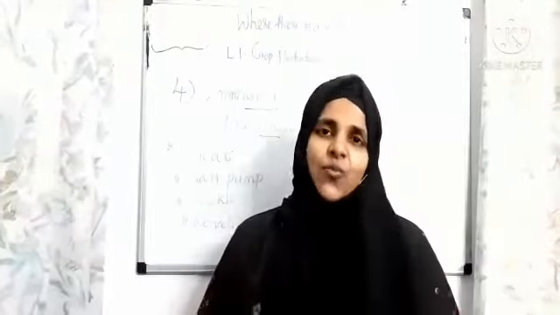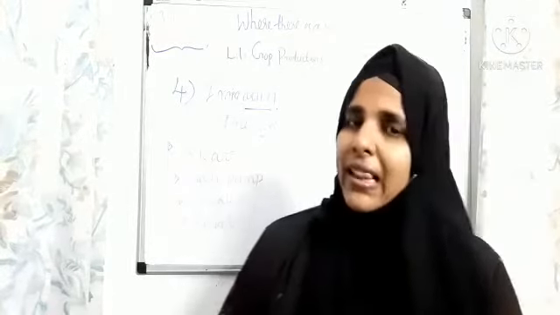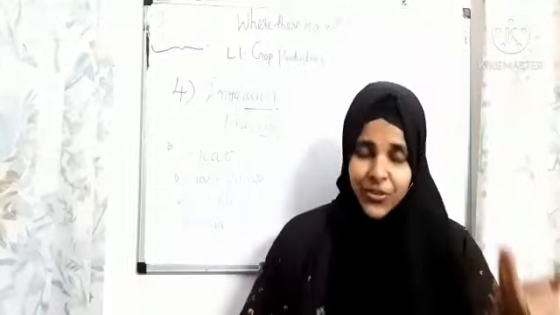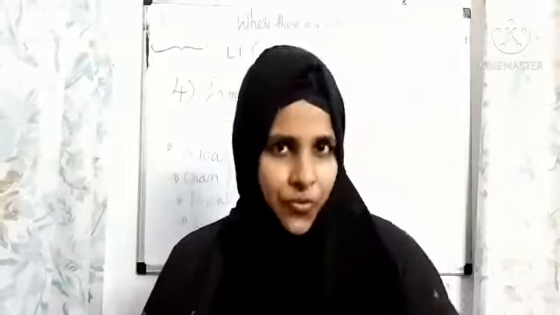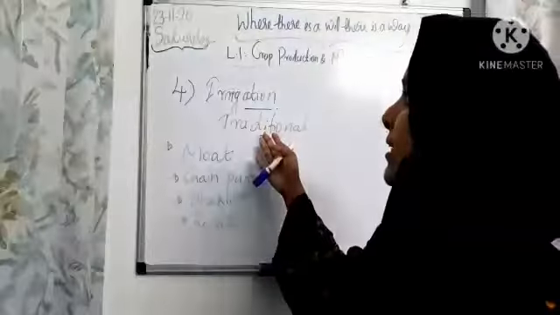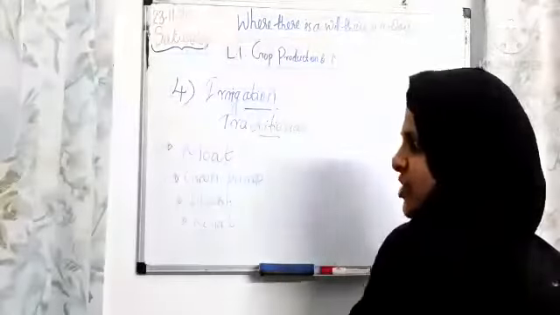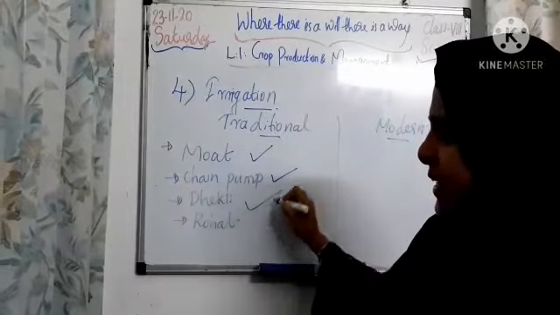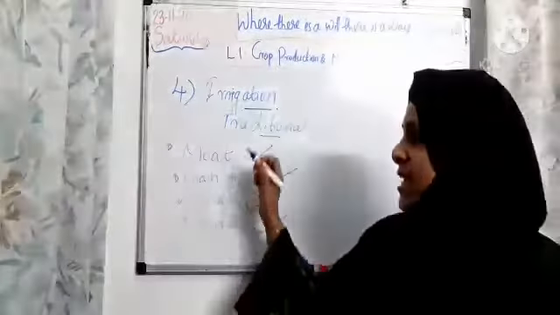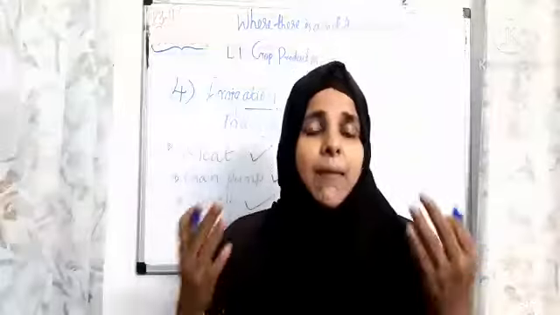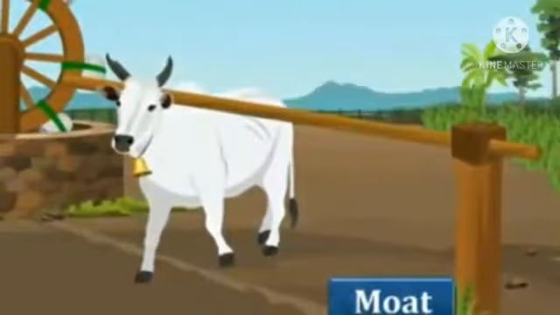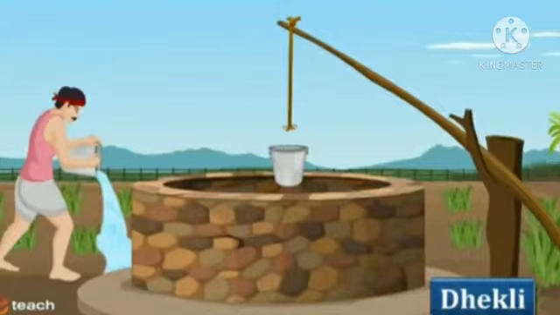Do you know, children, water available in the tank, well and canals is lifted up by different methods in different regions for taking it into the field, okay? These are the different traditional methods. We can check what they are. Mhote, chain pump, Dhekli and Rahat. Okay, these are the different traditional methods used for irrigation. Cattle and human labor is used in these methods. So they are cheaper but less efficient.